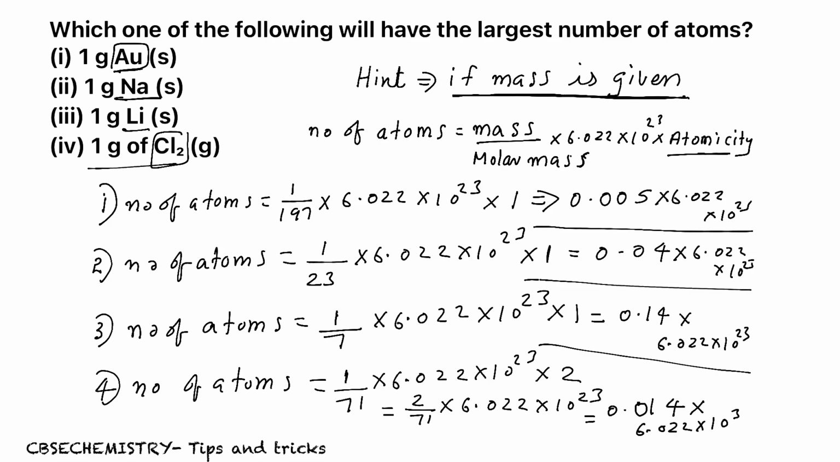Now which one is the biggest one? Of course this one, it is for lithium. This value is the highest one. So which one has the largest number of atoms? Of course it is 1 gram of lithium. Hope all of you understand.